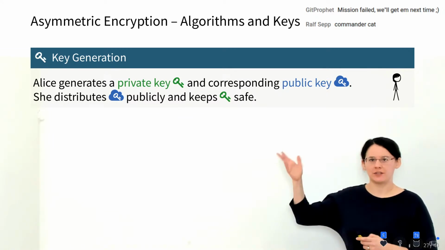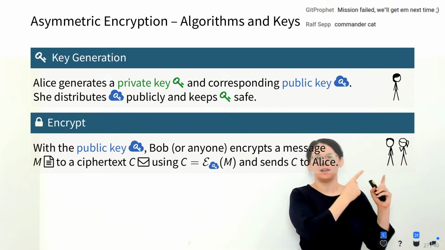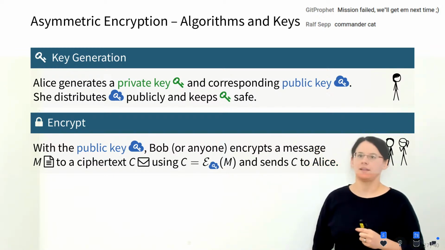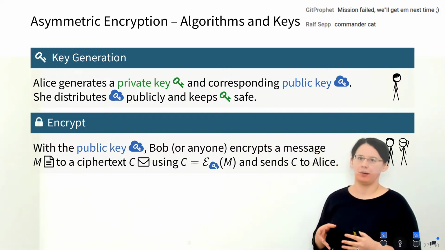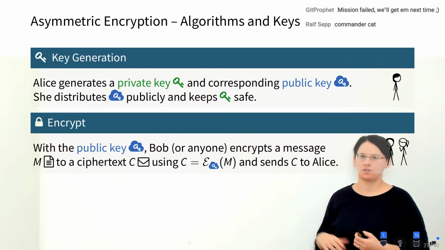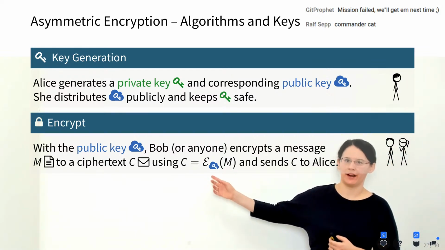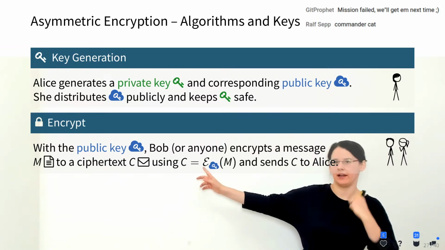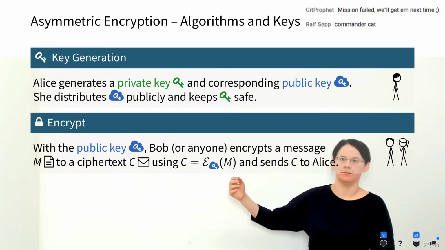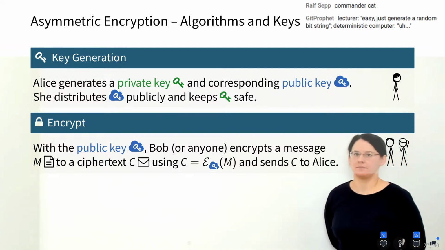Next, of course, I want to do something with my key, namely I want to encrypt something. And who wants to do this? Well, anybody can. So Bob can, but also everybody else. And to do this, they take the public key and put it into the encryption algorithm together with the message to produce the ciphertext. We use a similar notation as in the symmetric case, so we write the encryption scheme with a calligraphic E, where the encryption key is the public key and the input is the message and the output is the ciphertext. And the ciphertext can then be sent to Alice.